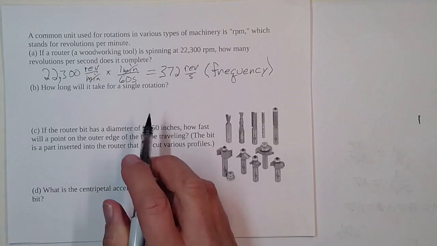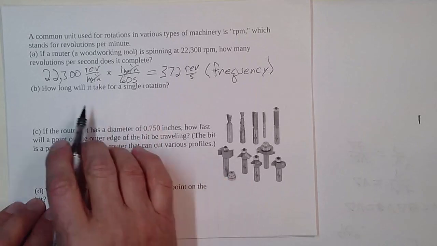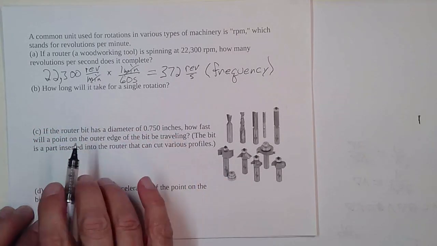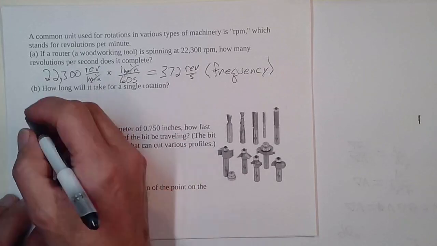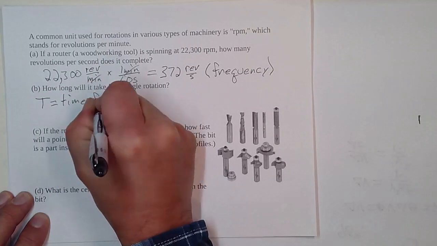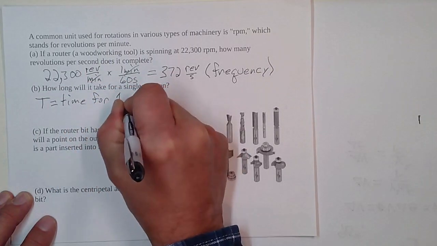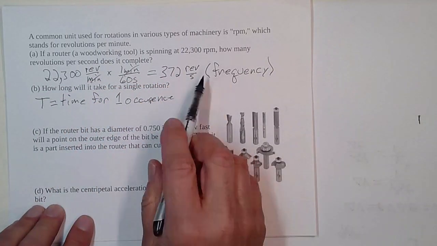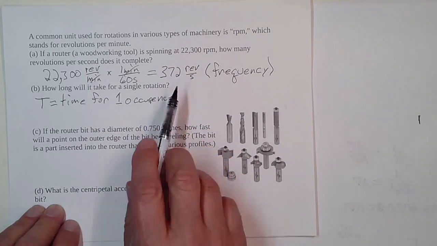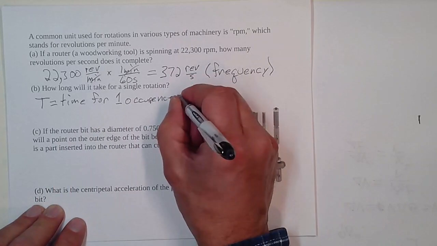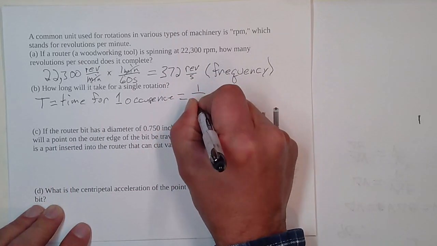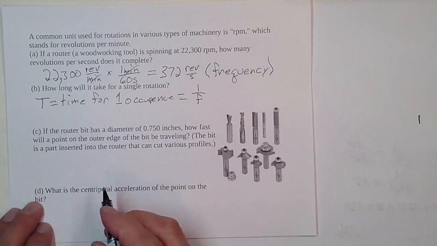How long would it take for a single rotation? How long is a time in seconds? It turns out we call that the period, the time for one occurrence. If the frequency is the number of times per second it happens, the period ends up being 1 divided by the frequency, just the reciprocal of the frequency.